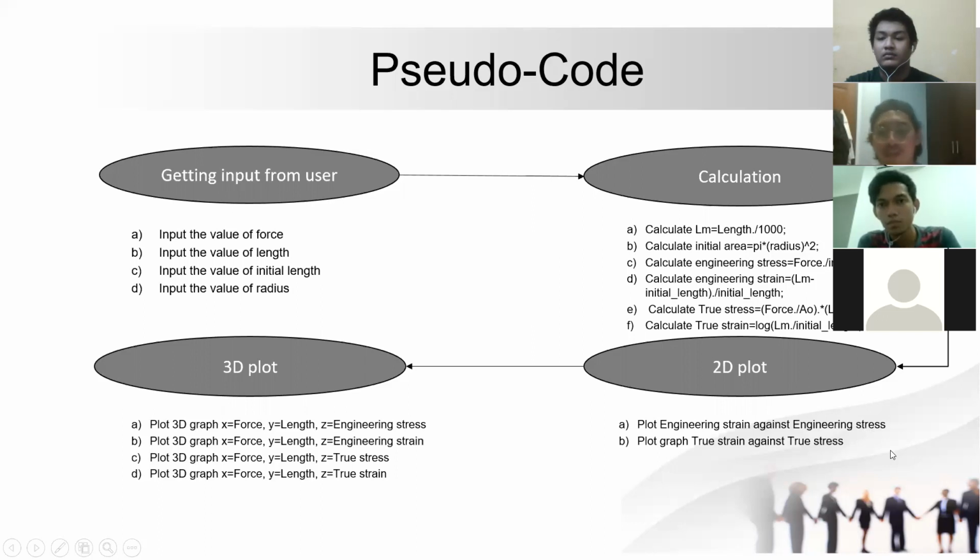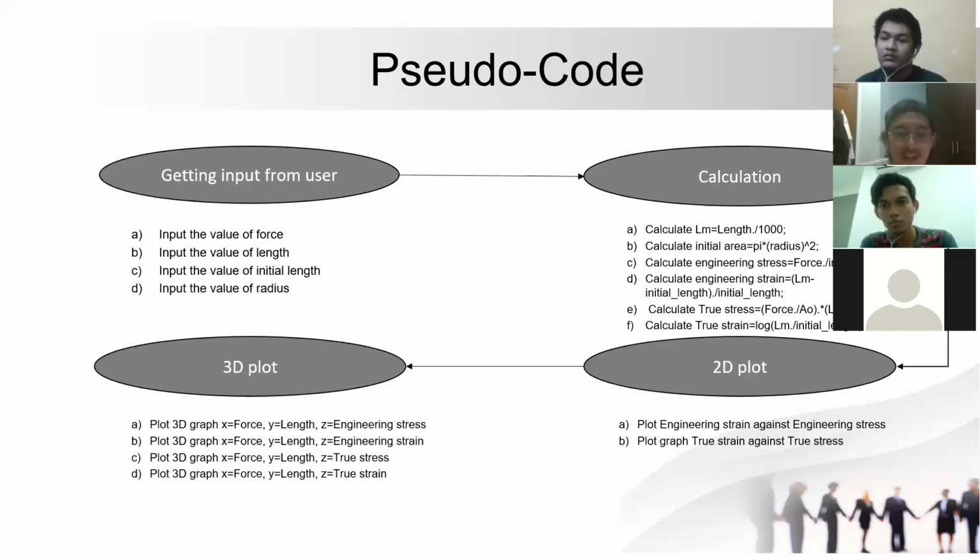Then for the 2D plot, we plot engineering strain against engineering stress, and we also plot true strain against true stress. For the 3D plot, we plot the graph of y against x against z. For the first graph, y is length, x is force, and z is engineering stress. For the second graph, y is length, x is force, and z is the engineering strain.